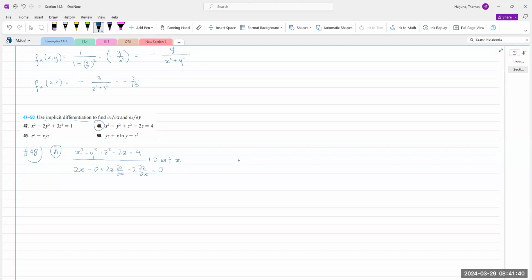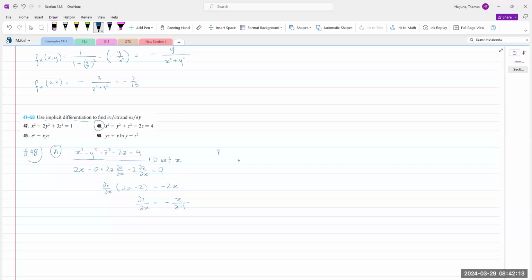Okay, so I get ∂c/∂x times (2z minus 2) equals negative 2x. I think we can cancel the 2. So ∂c/∂x is equal to negative x over (z minus 1). Now that's the first method, when we do partial with respect to x.